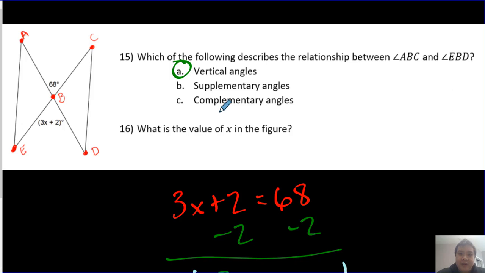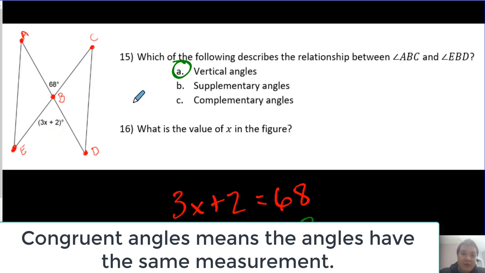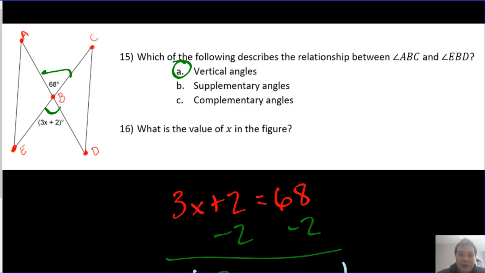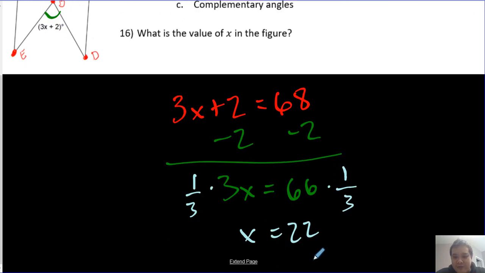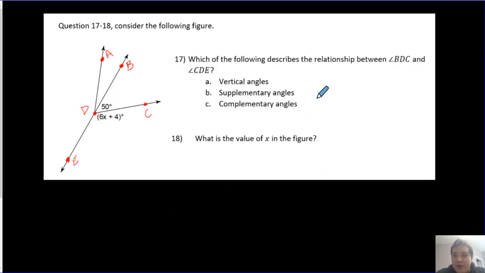What you should have found is that these are vertical angles, which means that these two are equal to each other or congruent. Okay. Again, the two angles that this was talking about is this one and this one right there, ABC and EBD, which means we can use the equation 3x plus 2 and set it equal to 68 because these two angles are equal to each other. Solve for x. We find that x equals 22. Go ahead and try these two out on your own.